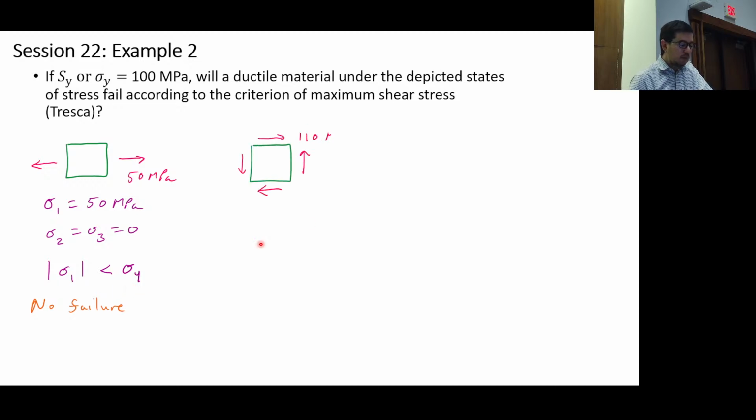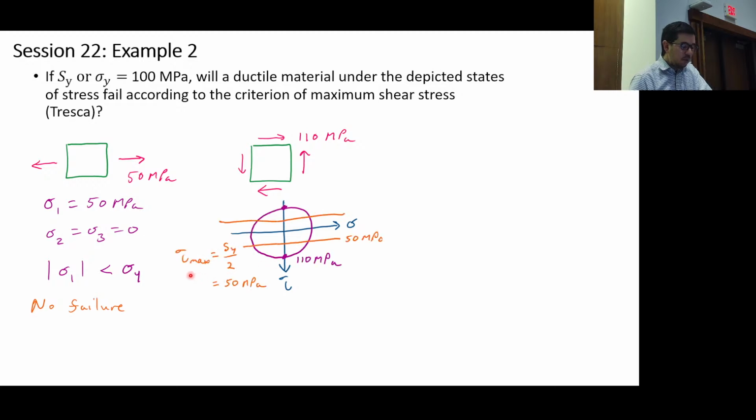We go back to this pure shear situation. In this case, the allowable tau max is S_y over 2. Remember that? We said sigma 1 divided by 2 is the absolute maximum shear stress. And the circle goes outside of that, right? Because the shear stress was told to be 110 megapascals. So this will definitely fail, according to this criteria.